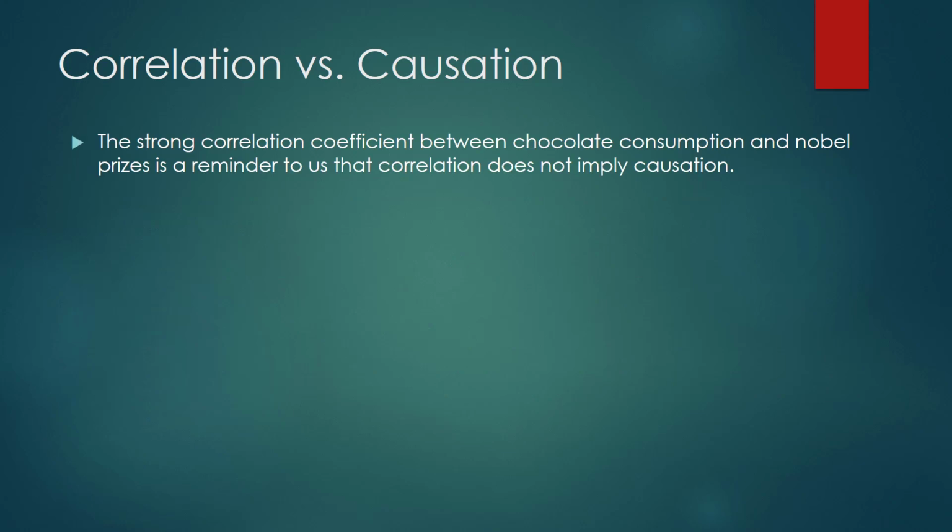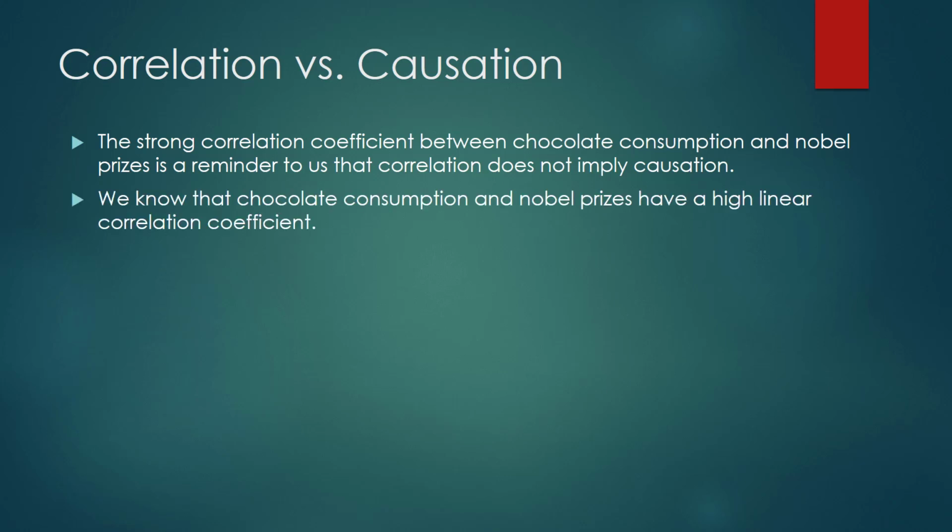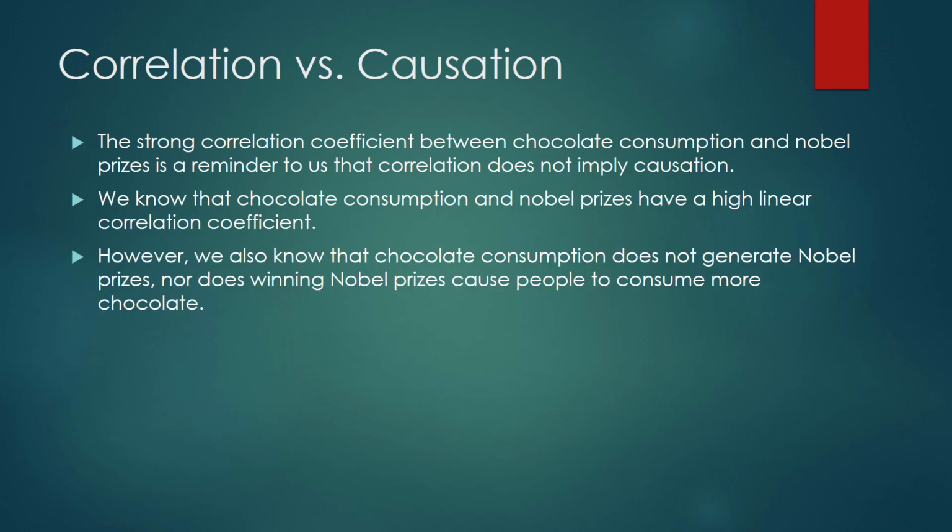So the strong correlation coefficient between chocolate consumption and Nobel Prizes is a reminder to us that correlation does not imply causation. We know that chocolate consumption and Nobel Prizes have a high linear correlation coefficient. However, logic tells us that chocolate consumption, eating chocolate bars, doesn't make you more likely to win a Nobel Prize. And winning Nobel Prizes doesn't make you crave chocolate more or eat more chocolate.